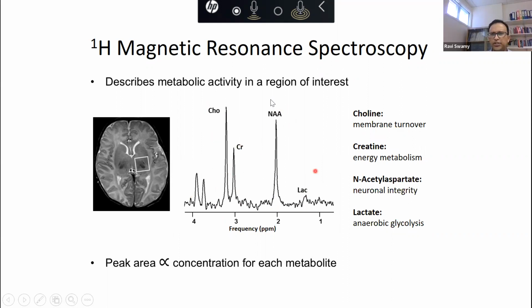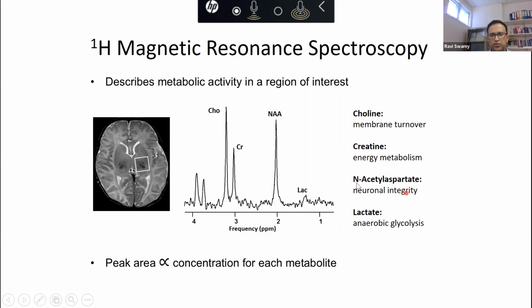The two main things which you need to focus on are N-acetyl aspartate, that is the NAA, and the second one is lactate. Whenever you have a peak in N-acetyl aspartate, that means the neuronal integrity is maintained. Okay. If there is damage to the neuronal integrity, the neuronal integrity is breached, then the NAA levels will fall.